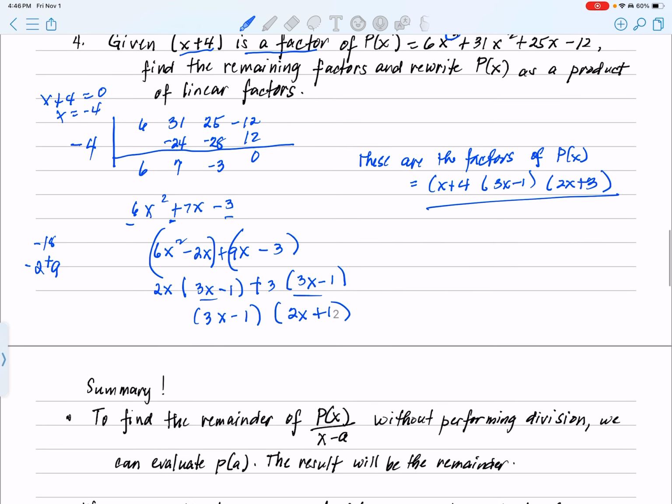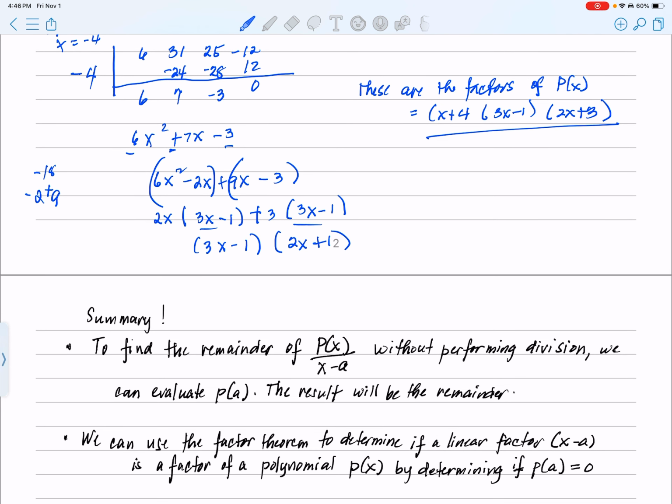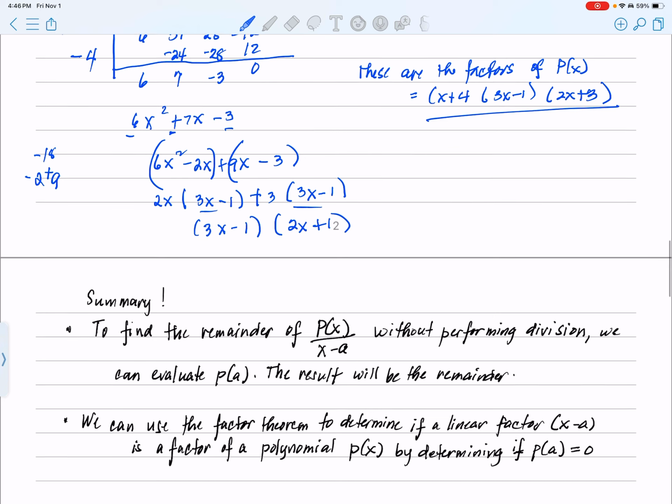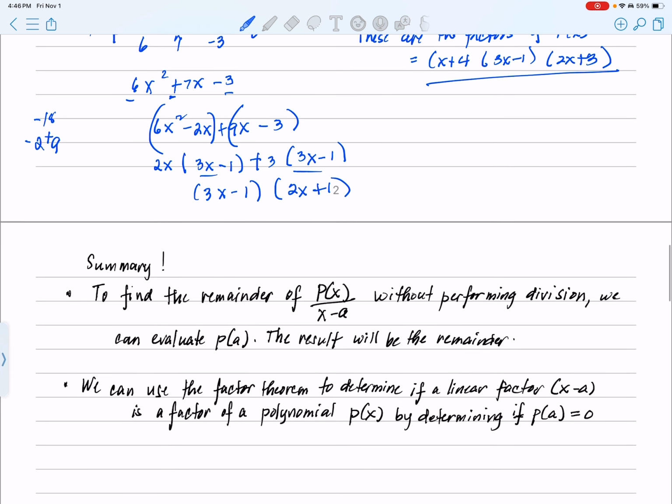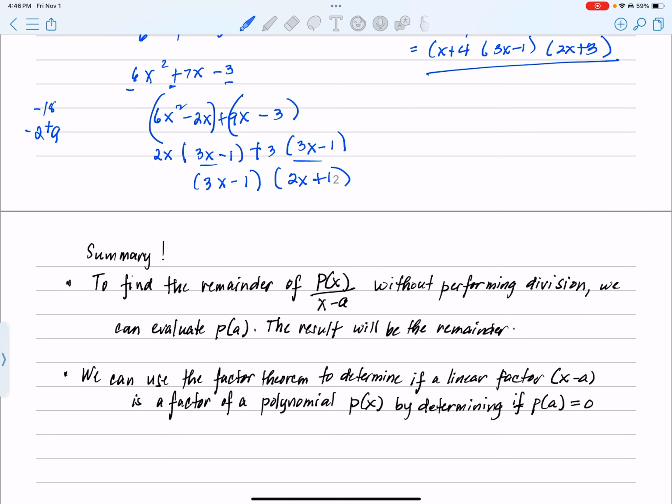Alright, let's summarize. To find the remainder of p of x over x minus a without performing division, we can evaluate p of a, and the result will be the remainder. And we can use the factor theorem to determine if a linear factor x minus a is a factor of polynomial p of x by determining if p of a is equal to 0. If it's equal to 0, then that linear factor is a factor of p of x.